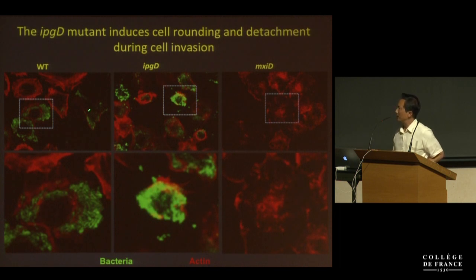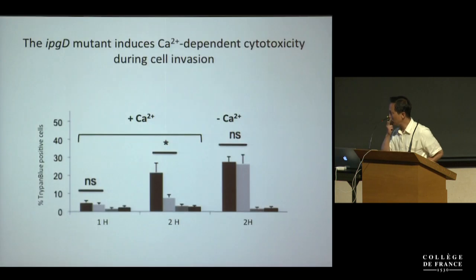What we could see here, after 4 hours of infection, is that cells stained in red for actin and green for bacteria are still remarkably spread for the amount of bacteria they contain. In contrast, when you look at the IPGD mutant, at this period the cells are already rounded up and detach very easily, indicating that the IPGD mutant is more cytotoxic than wild-type Shigella. And if one quantifies that, you can see that this cytotoxicity is quite significant because it can be up to threefold, up to fivefold, depending on the experiments.